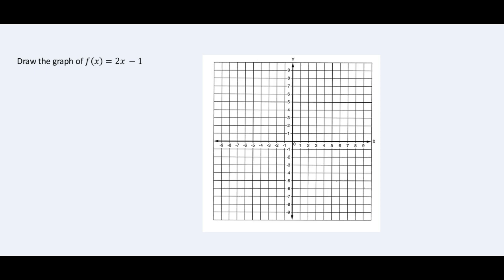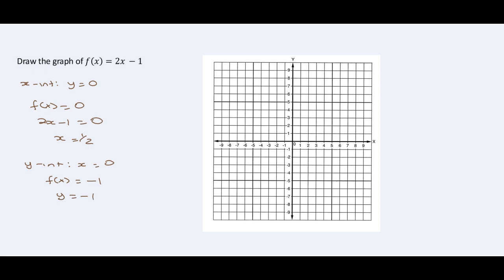Now let's put that to the test. So the x-intercept here: y equals 0, so we have f of x equal to 0. So 2x minus 1 equals 0, so x is 1/2. And then you have your y-intercept, x equal to 0. So f of x is equal to minus 1, or you can say y equals minus 1.